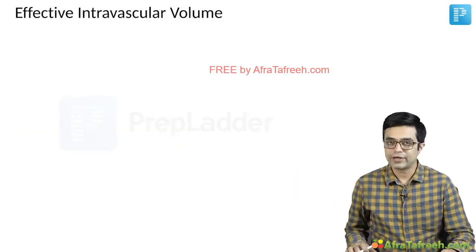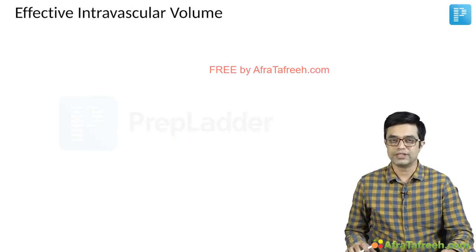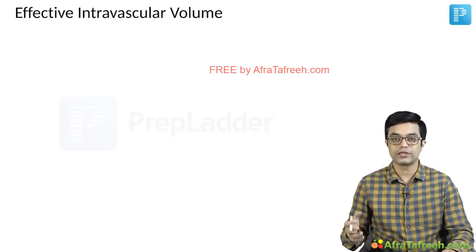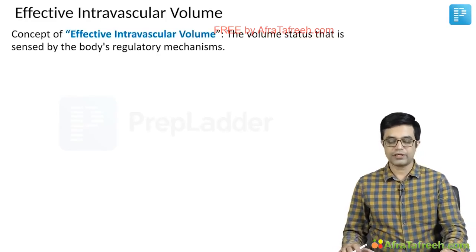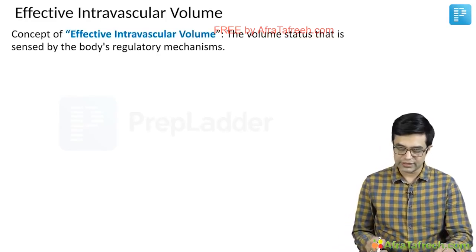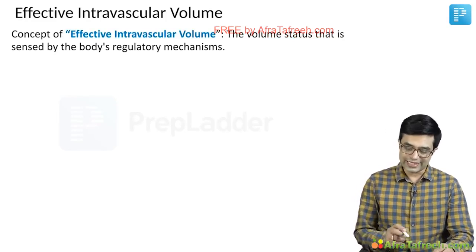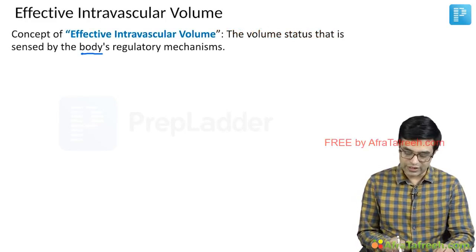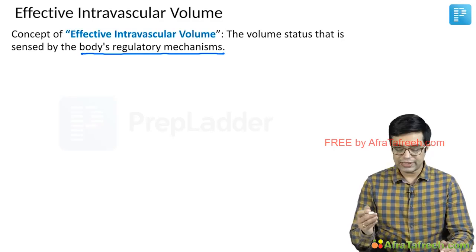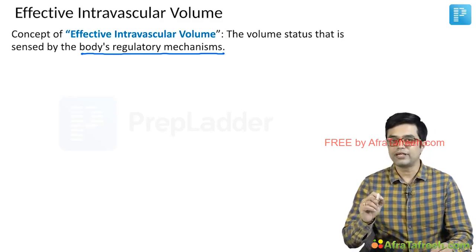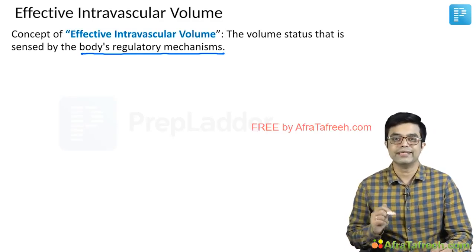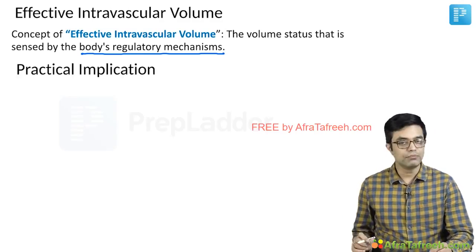Next concept is effective intravascular volume. This is different from the true intravascular volume that we calculate. So what is the concept of effective intravascular volume? It is the volume status in an individual that is sensed by the body's regulatory mechanisms. And when we say body's regulatory mechanisms, we mainly mean the regulatory mechanisms which are involved in the kidneys.